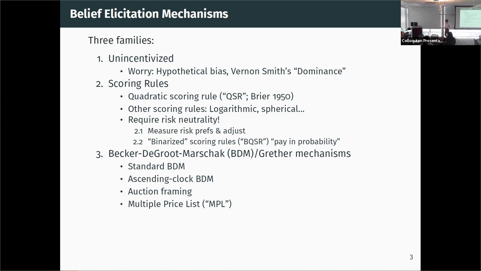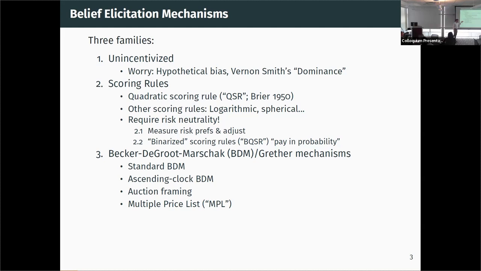So the reason we use incentives, and as an economist it's really important to me to use incentives, is because of Vernon Smith's dominance principle. Vernon Smith has the Nobel Prize for laying the foundations for experimental economics. His dominance principle is that the incentives we provide people should be large enough to overwhelm any intrinsic incentive they might have to misrepresent. So if we pay them enough for their beliefs, and we pay them in a way that gets them to tell the truth, then this hypothetical bias should go away. We're going to focus today on how to incentivize people to tell the truth about their beliefs.